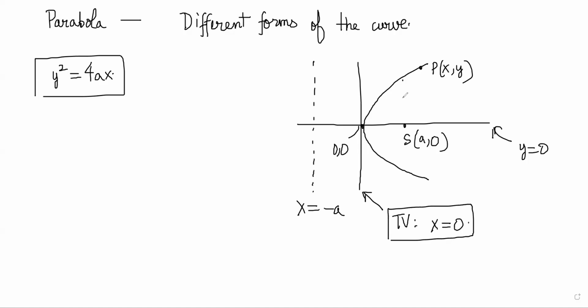So the latus rectum here is the line perpendicular to the axis passing through the focus, and the length of the latus rectum comes out to be 4a. So this was the standard equation of a parabola.